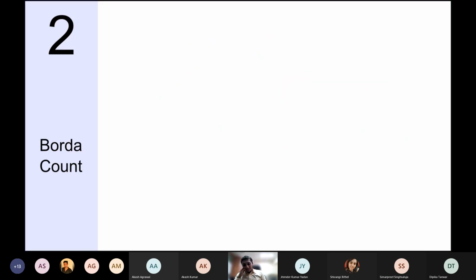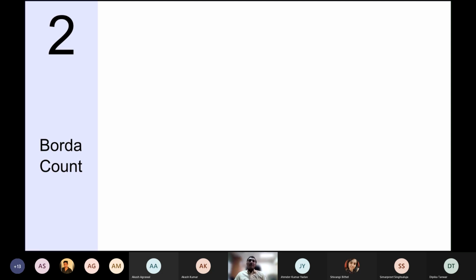Okay, so plurality was maybe a very brutal rule in some sense, right? It only looks at the first place candidate, and it discards all the rest of the votes. It just looks at the first place candidates. Borda count is a different voting rule. It's a more nuanced voting rule that looks at the entire vote.